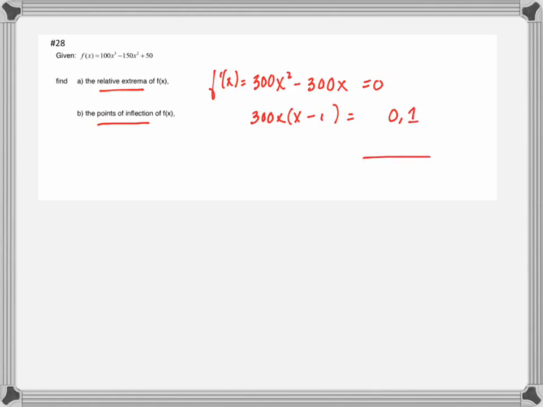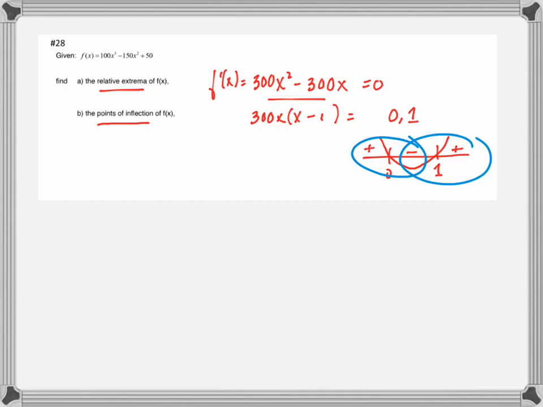So we make a sign chart of 0 and 1, and it's a quadratic, so we know we can do positive, negative, positive. And so we have, if you look here, we have a max at 0 and a min at 1. So let's figure out what those values are.